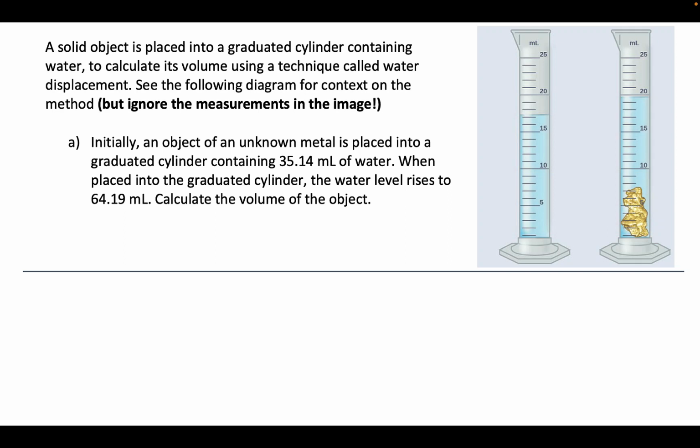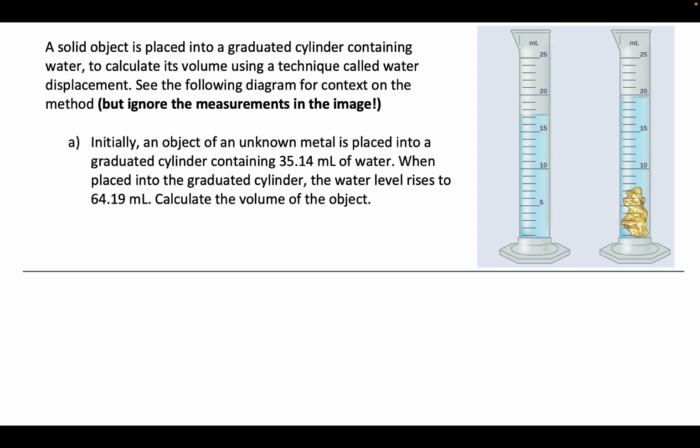All right, so for the first question, we see the following image, which shows how a solid's volume that may not be a consistent size can be measured using water displacement. And that's what this question is getting at. And so what we say is that initially we have an object of an unknown metal placed into a graduated cylinder and we get a volume reading.